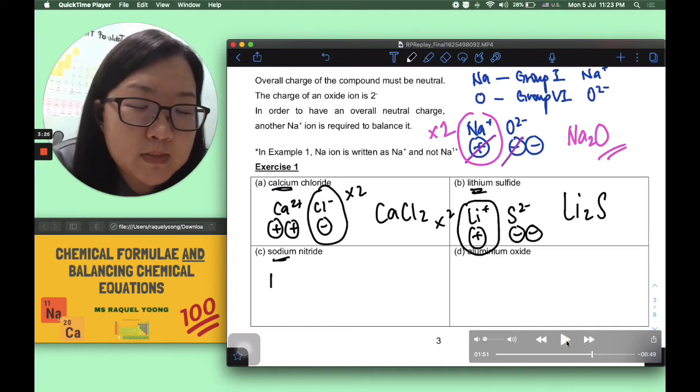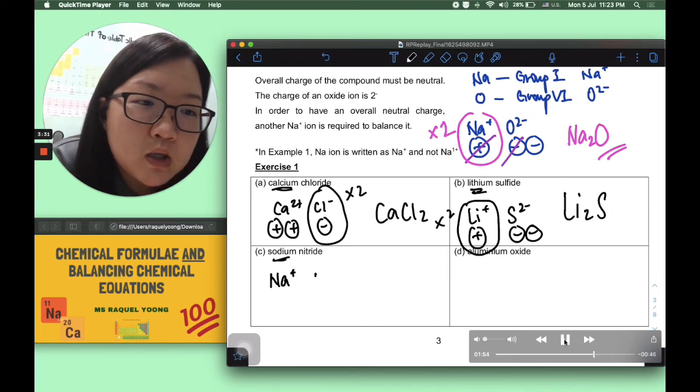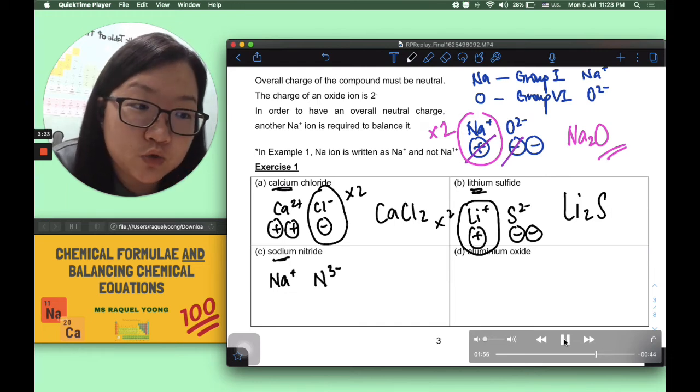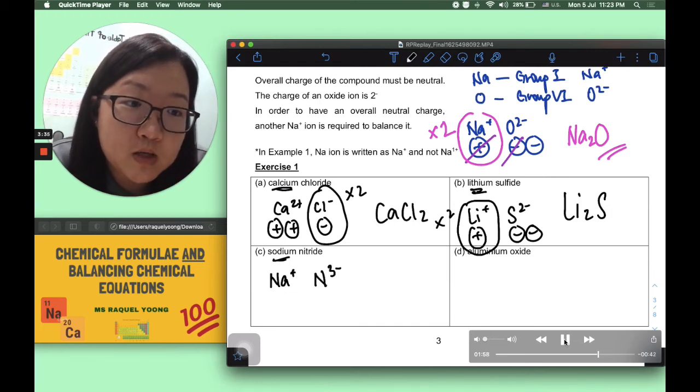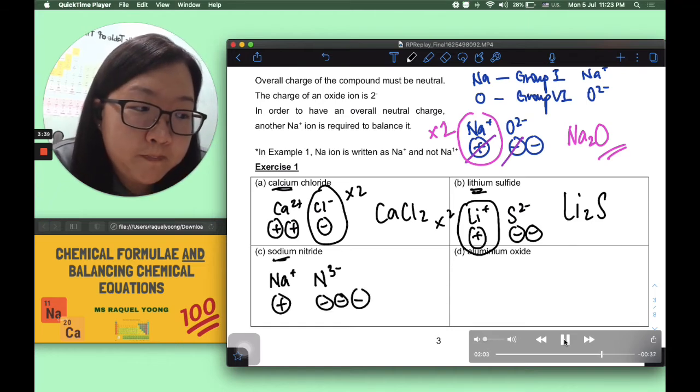Part C, sodium nitrite. Sodium is Na plus. We know that by now. Nitrite, nitrogen is in group 5. So 1 minus, 2 minus, 3 minus. Nitrite is going to be N3 minus.